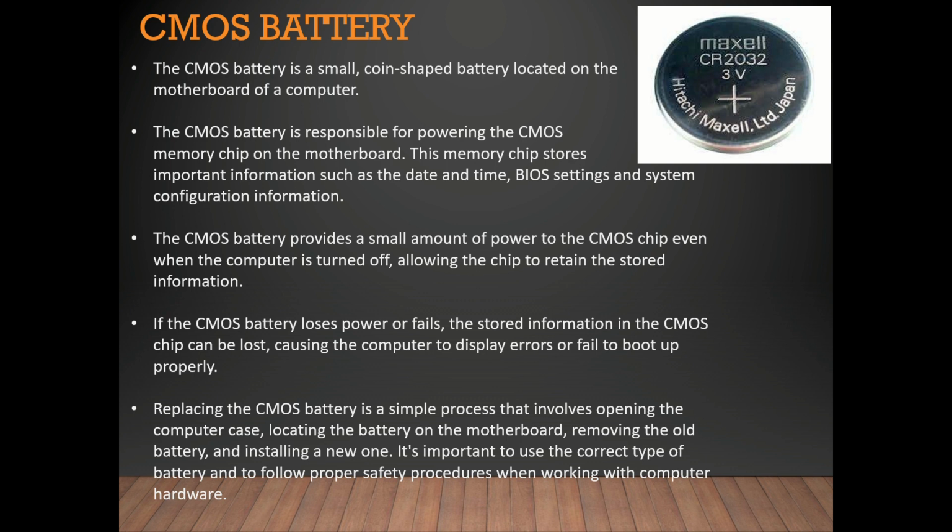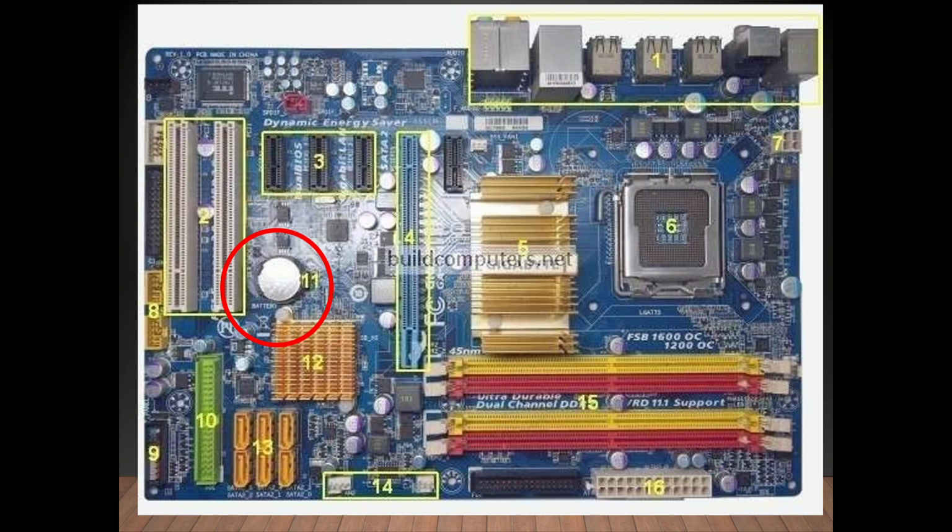Replacing the CMOS battery is a simple process that involves opening the computer case, locating the battery on the motherboard, removing the old battery, and installing a new one. It's important to use the correct type of battery and follow safety procedures when working with computer hardware. The encircled part in the following figure is the CMOS battery.